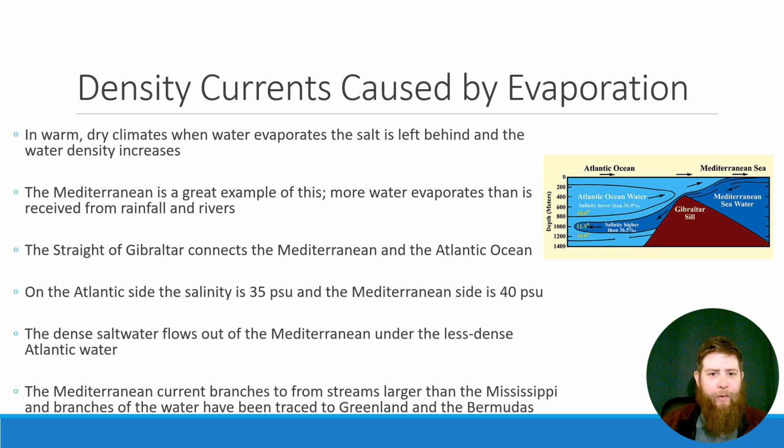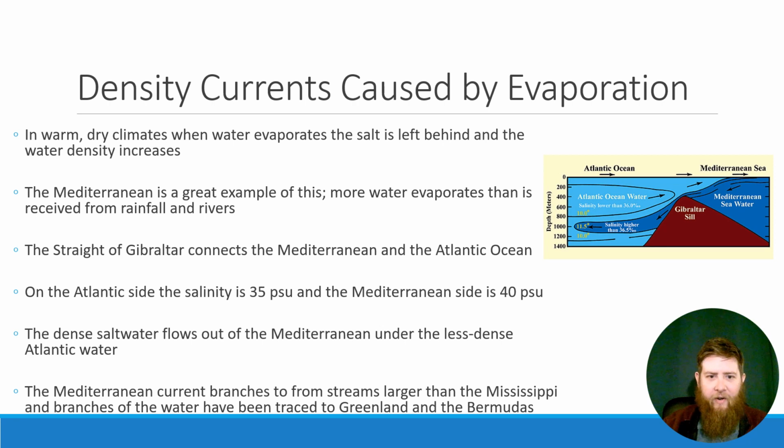If you're familiar with the Mediterranean, you know the Strait of Gibraltar connects the Mediterranean to the Atlantic Ocean. On the Atlantic side, it is 35 PSU, pretty much the regular salt of the ocean, and the Mediterranean is 40 PSU of saltiness. So it ends up being much saltier and then much denser.